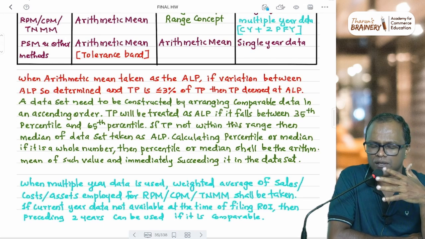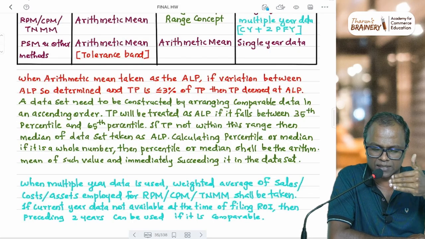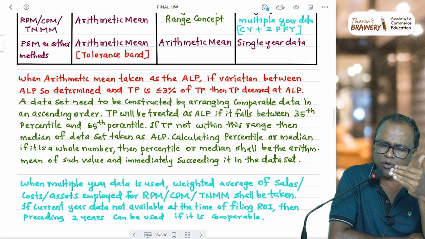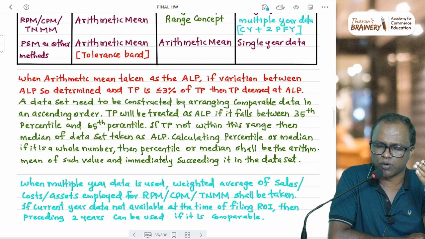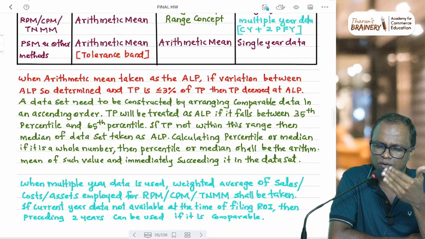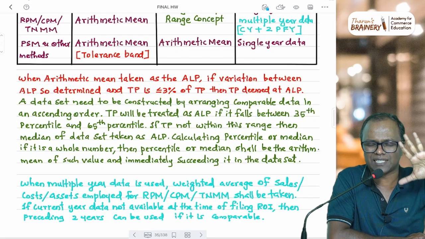Usually they are not going to ask questions on the range concept in depth, but you should understand this. So what is the range concept? When the number of arm's length prices under the most appropriate method is 6 or more, we have to find out the data set, put all these items in ascending order, and rank them. In ascending order put a data set, pure statistics.